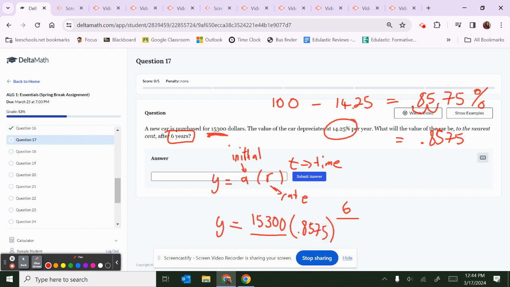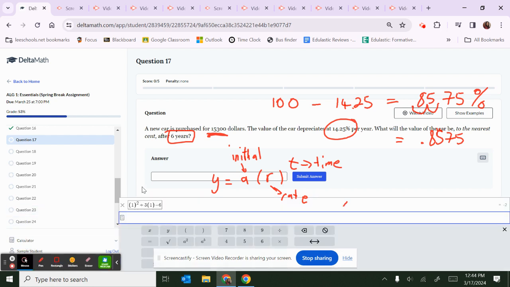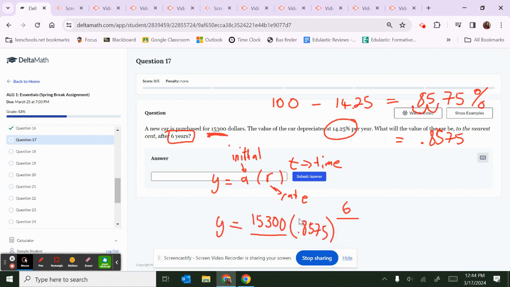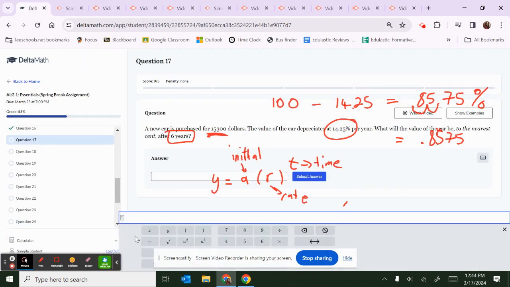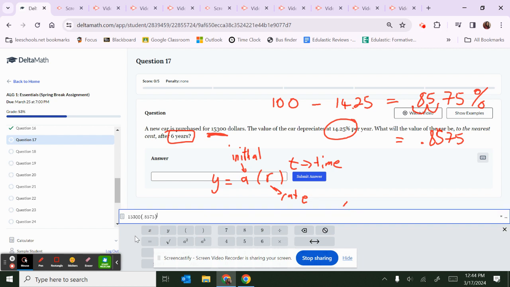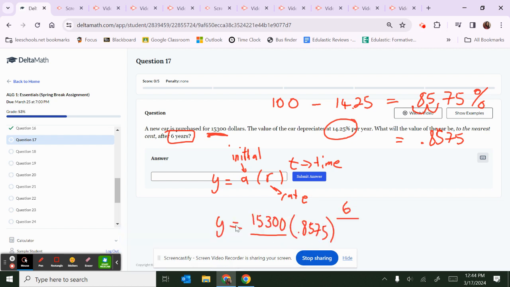So all I have to do now is put this in my calculator. So inside of my calculator, I'm going to type in what I see down here. I would type in 15,300, parentheses, 0.8575, to the exponent, which is 6. So again, guys, that's what I would type in because that's what I have right here.